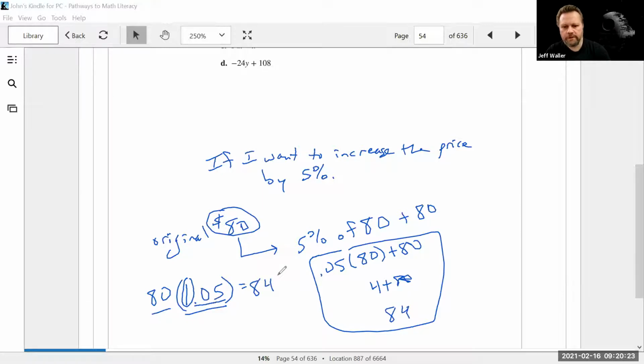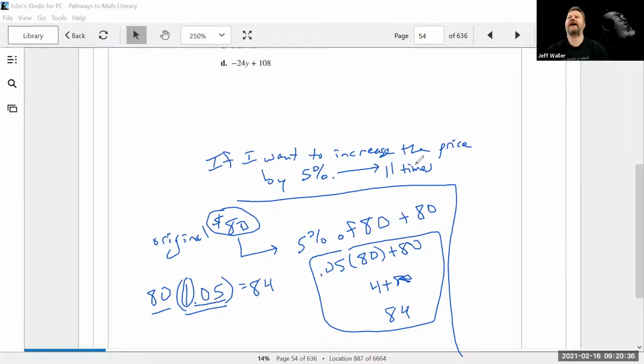And what's really cool about this is, what if I want to increase the price by 5%, but I want to do it 11 times? So I want to start at 80 and I want to increase the price by 5% 11 times. Does that start to look more familiar? That's basically the interest formula, right? The compound interest formula. But all that does is it applies a 5% increase this many times. That is beautiful.